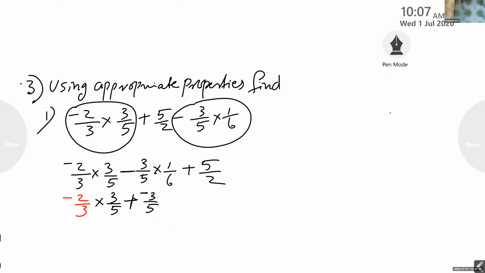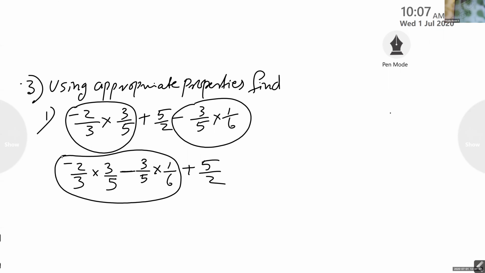3 by 5. Or, one second, other negative 2 by 3 into 3 by 5. Okay. All of you see these two terms. Anything is common in these two terms? What is common there? 3 by 5. That 3 by 5 we can take outside, in bracket. Distributive property is coming.